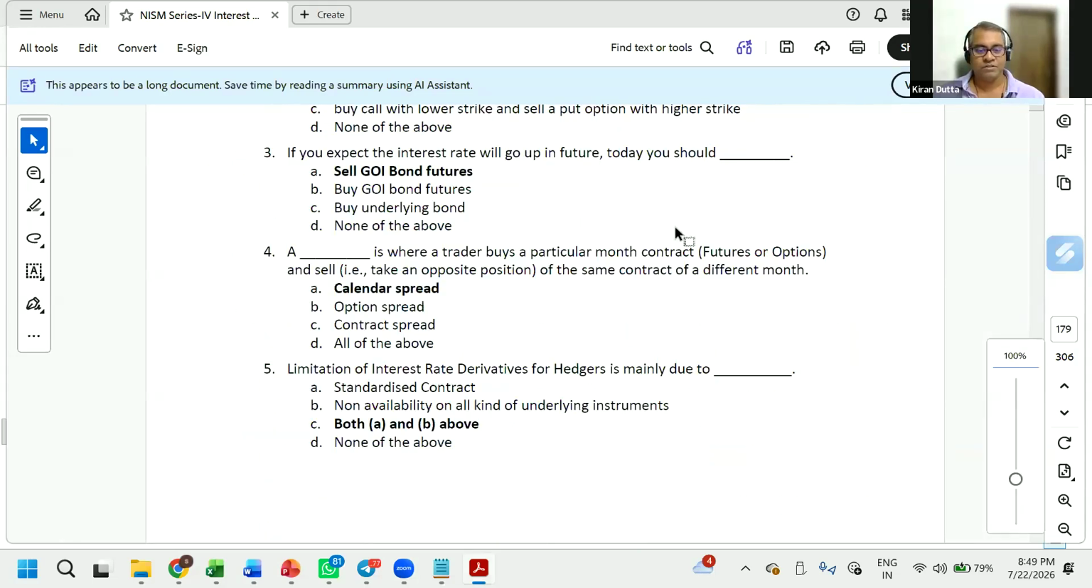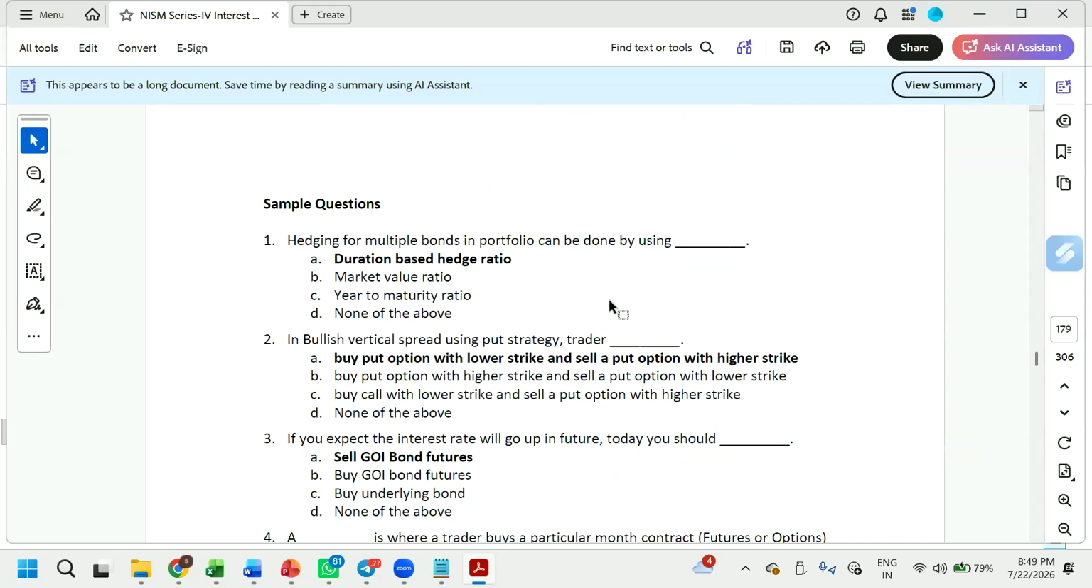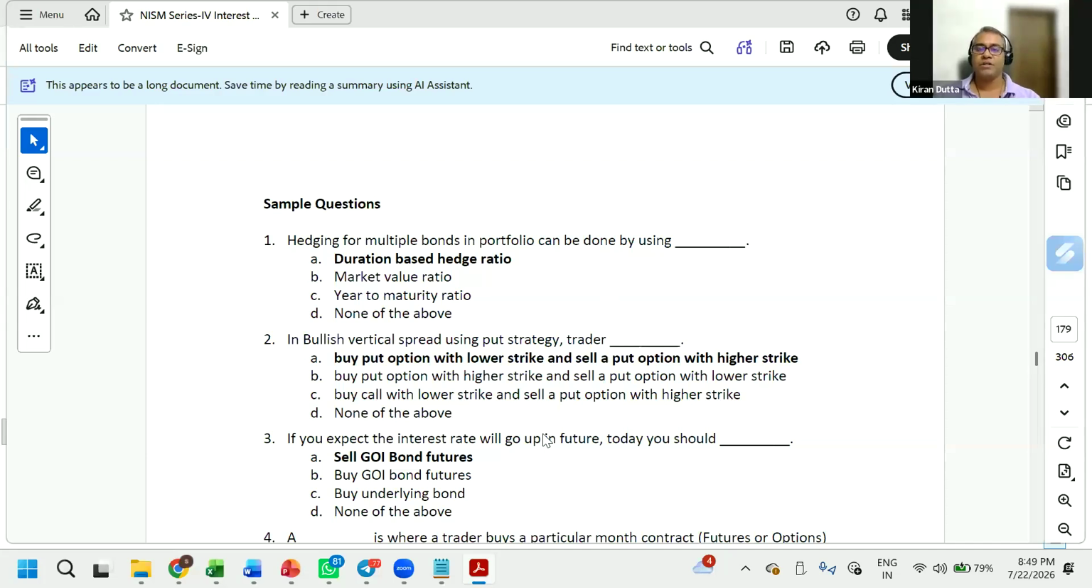I know you have the answers here, but hedging for multiple bonds and portfolio can be done by using the duration-based hedge ratio. I explained just now, right? Whenever there is hedging for bonds, the methodology is called duration-based hedge ratio. Just blindly remember that, nothing else.